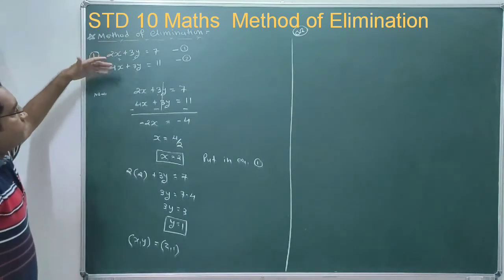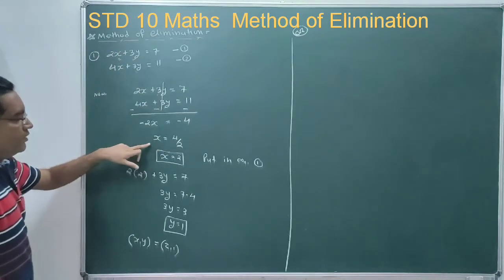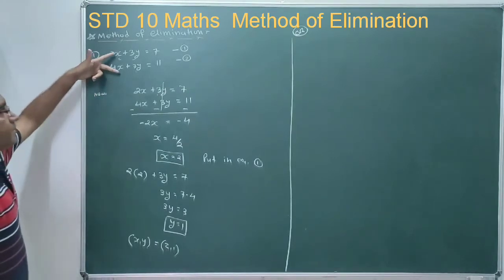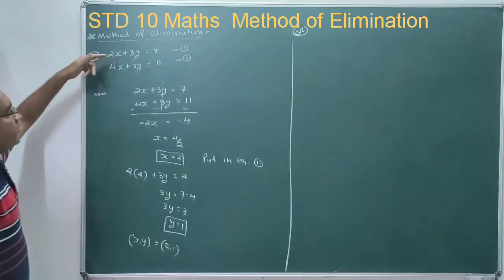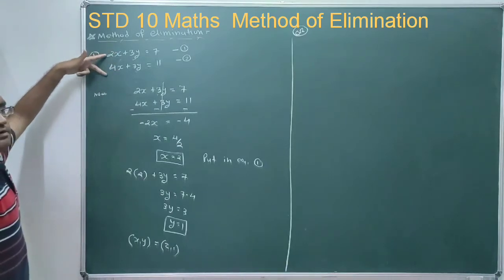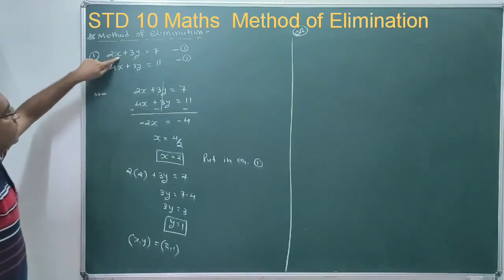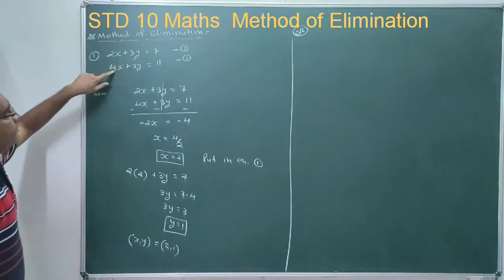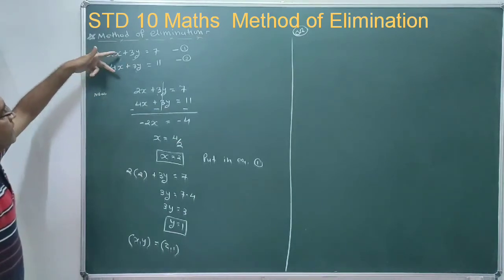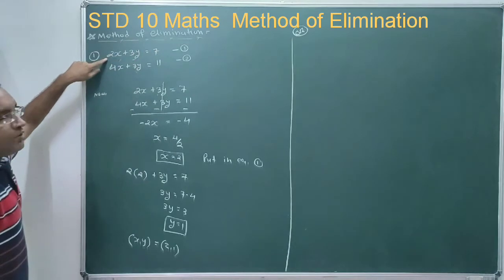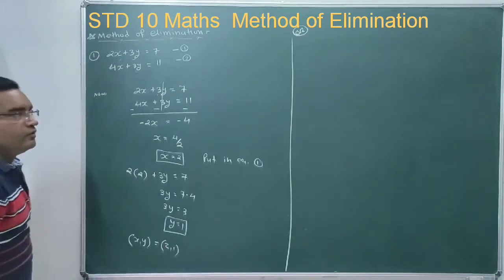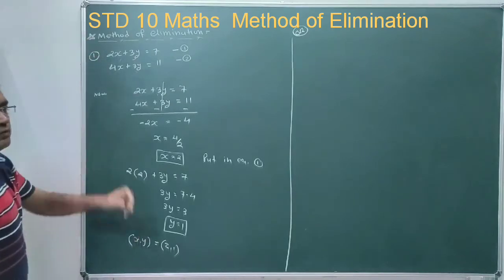So we have two options. In the first method we eliminated variable y, so we got an equation in terms of variable x. Now we have to eliminate variable x. For the elimination of variable x, we have to make the coefficient of x equal. In the first equation the coefficient of x is 2, and in the second equation the coefficient of x is 4. To make them equal, we have to multiply equation 1 by 2, so we get 2 into 2, which is 4x. So the coefficients will become equal. Clear? For the elimination of a variable, we have to make the numerical value of the coefficients equal.